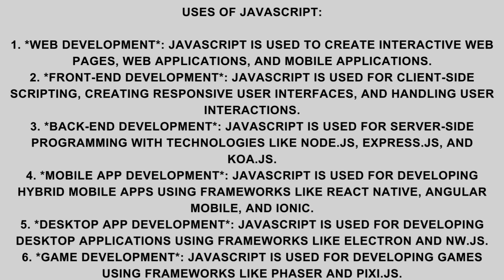Back-end development. JavaScript is used for server-side programming with technologies like Node.js, Express.js, and Vue.js. Mobile app development. JavaScript is used for developing hybrid mobile applications using frameworks like React Native, Angular Mobile, and Ionic.